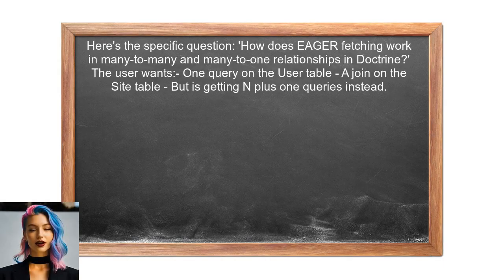Let's look at the specific question at hand. One user asked, how does eager fetching work in many-to-many and many-to-one relationships in Doctrine? They want to see only one query on the user table with a join on the site table, but they are getting n+1 queries instead. Sound familiar? Let's explore this together.